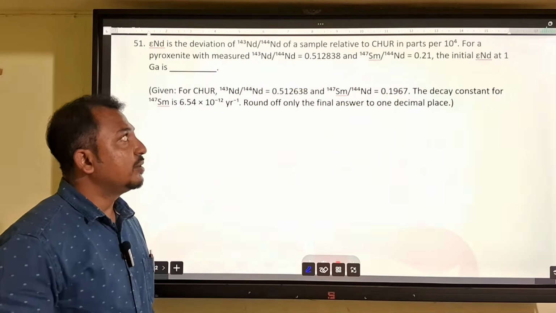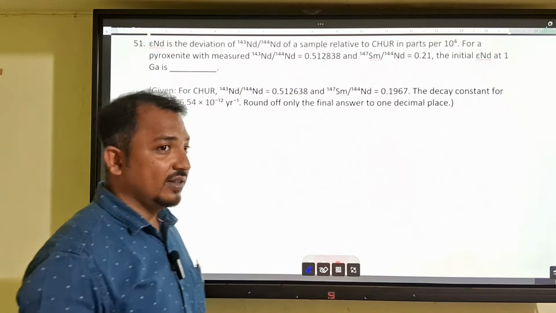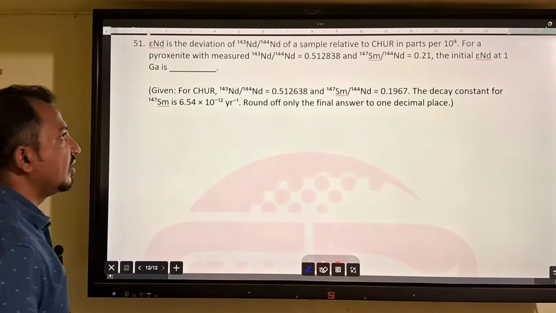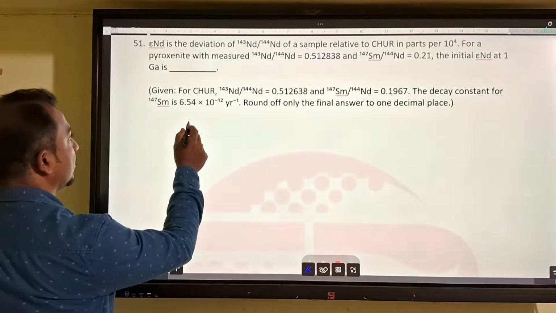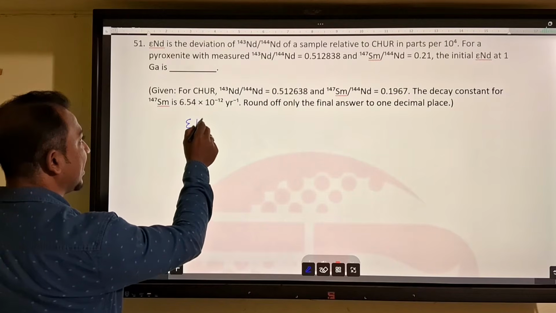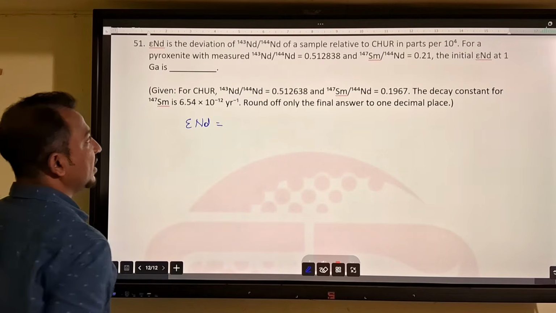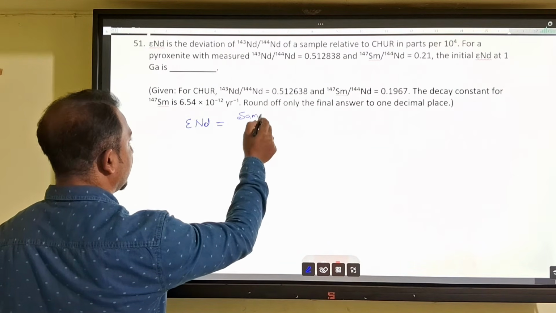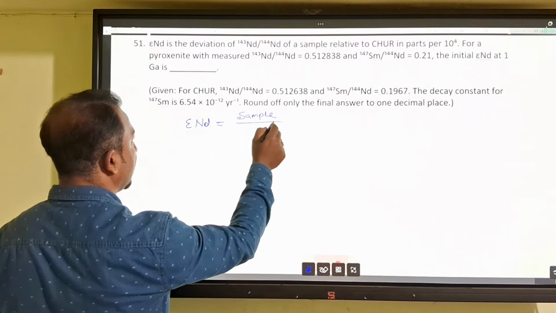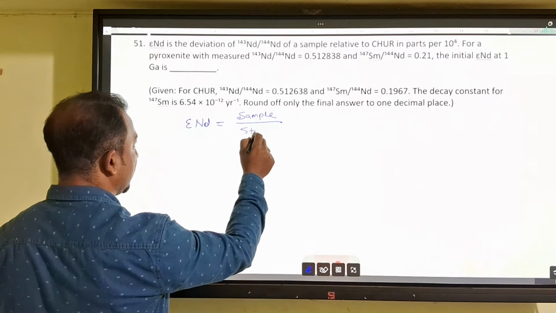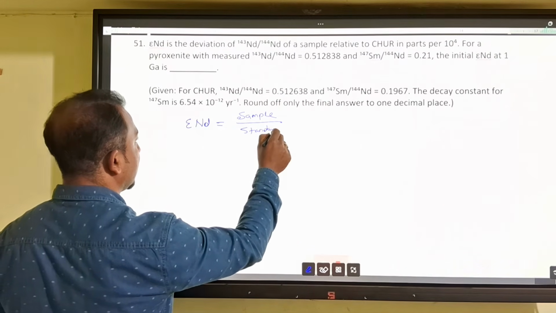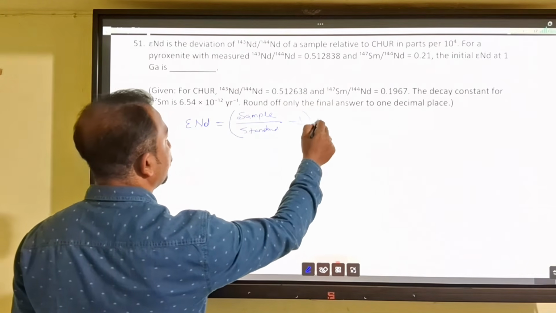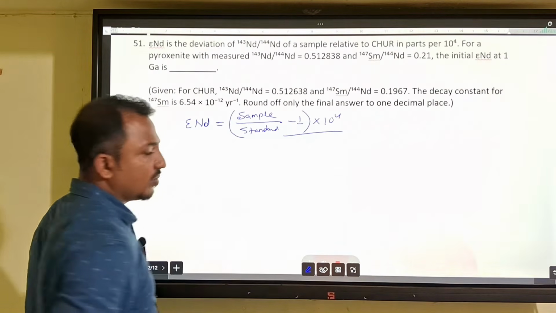So next comes another type of problem. This is your epsilon Nd value calculation problem, where we will calculate the epsilon Nd value with respect to CHUR. It is the sample value divided by the standard value, minus 1, into 10 to the power 4. This is the formula.